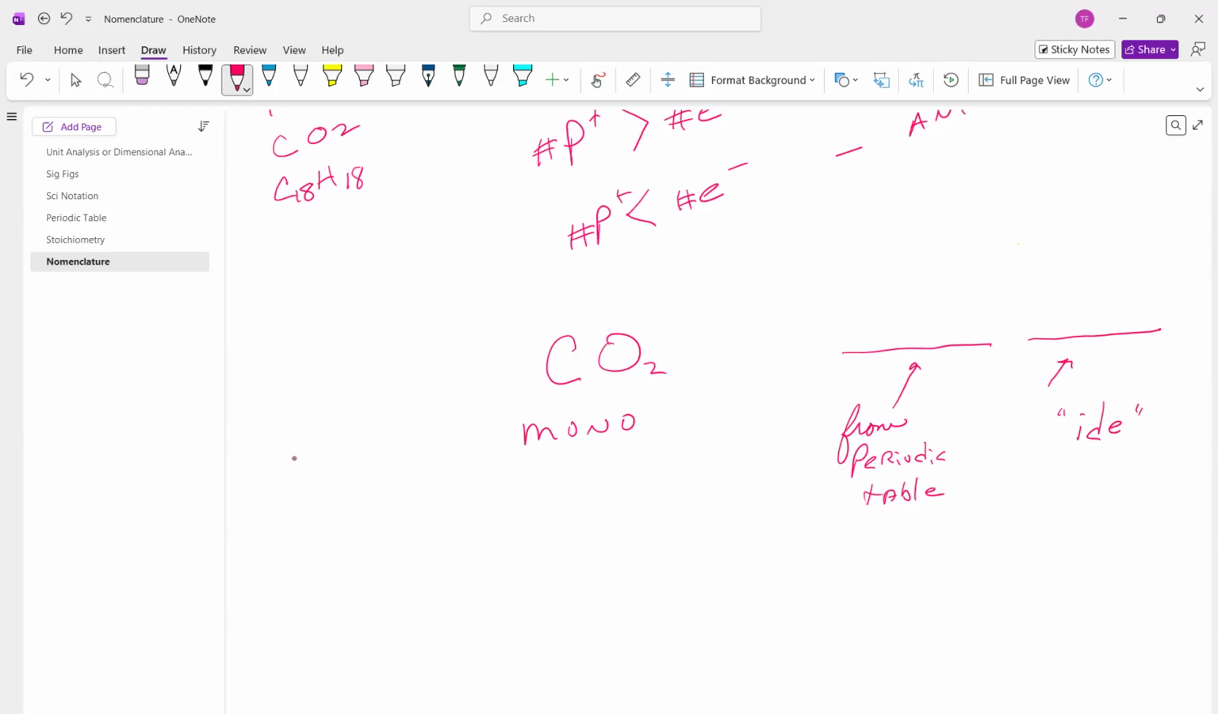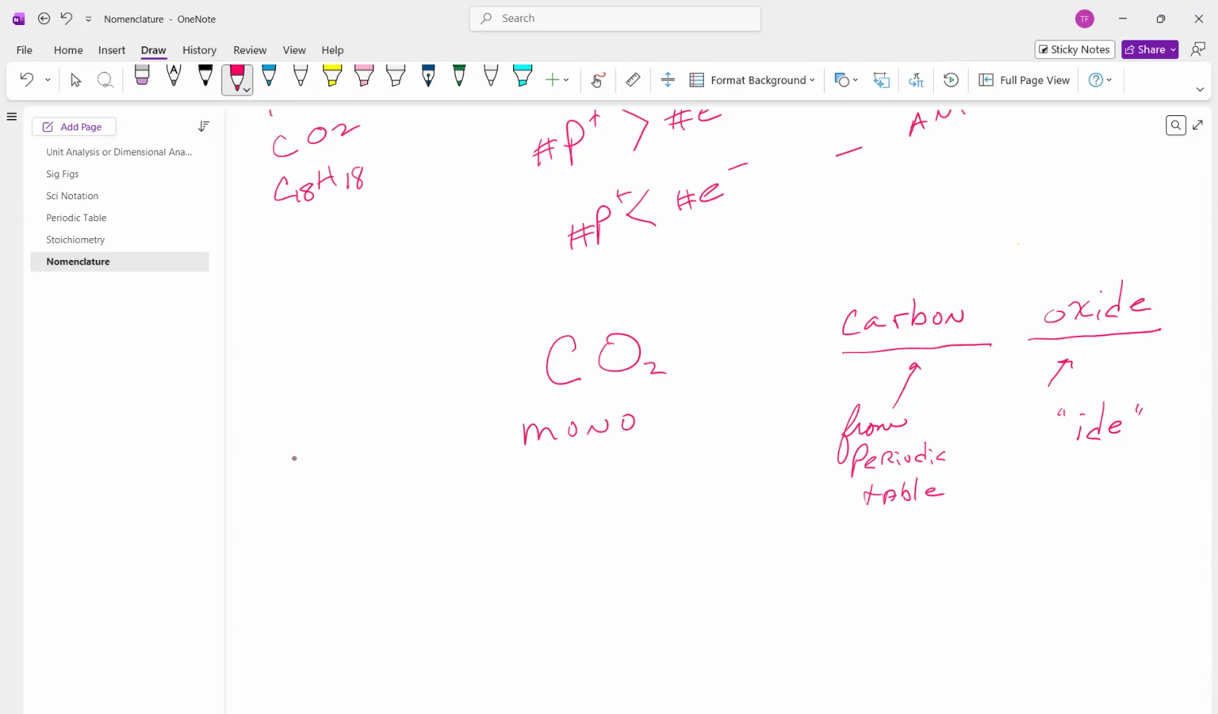Okay, so the first part of the name is from the periodic table. So what is C on the periodic table? Carbon. Okay, the second one is an ide. So look on your ion chart and find oxygen on there, in the middle, towards the top. What ide is oxygen? The very, very top. Oxide.